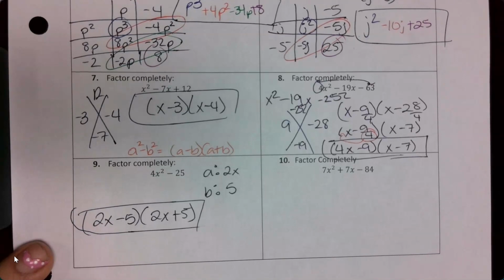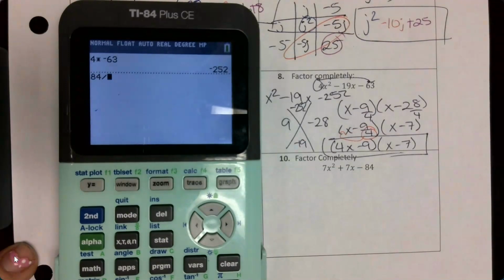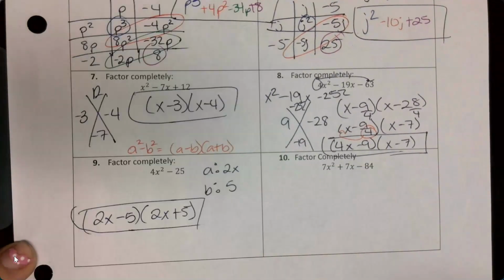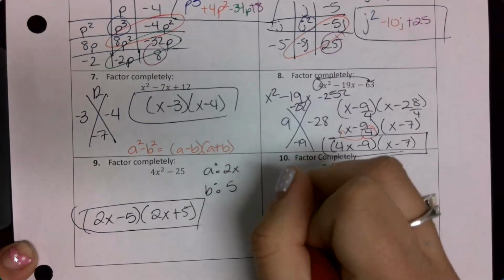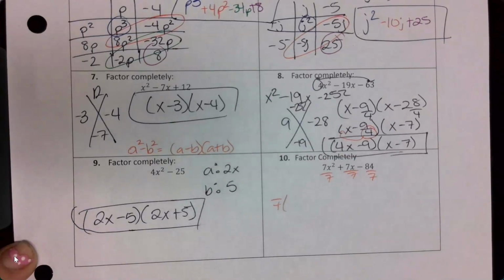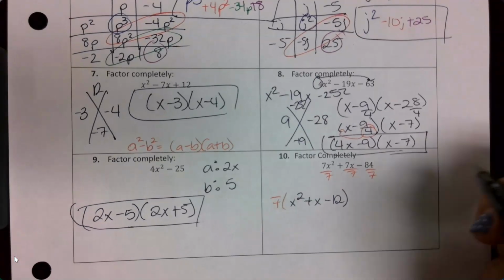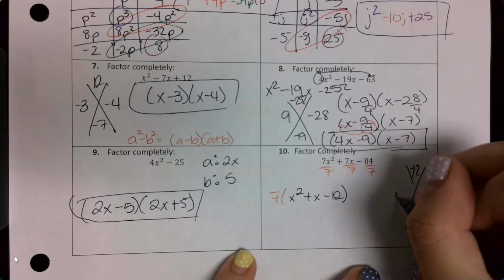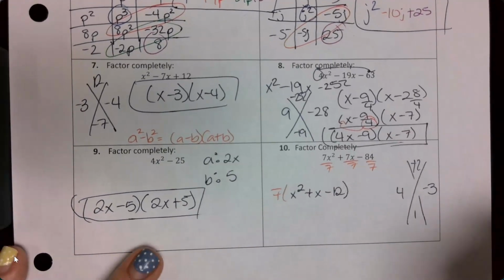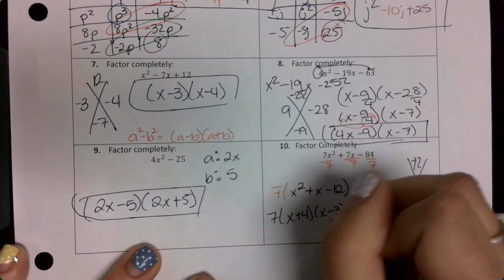Number 10, I want to check to see if all of these numbers can divide by 7, because if they can, that'll make things way easier. The only number I'm not sure of is 84, so I'm going to do 84 divided by 7, which is 12. So I'm going to start off by dividing all three of these by 7. I'm going to write a 7 on the outside because I can't get rid of it entirely, so I'm going to be left with x squared plus x minus 12. So I want to do my x for negative 12 and positive 1. That is going to be positive 4 and negative 3. So I'm going to have 7 times x plus 4 times x minus 3.